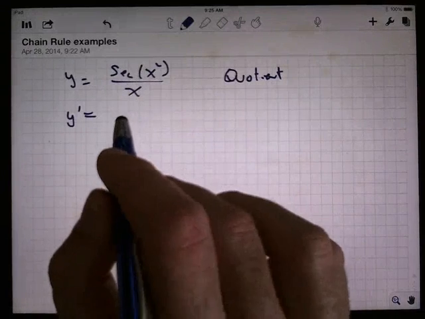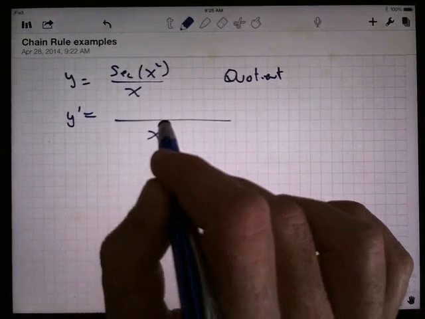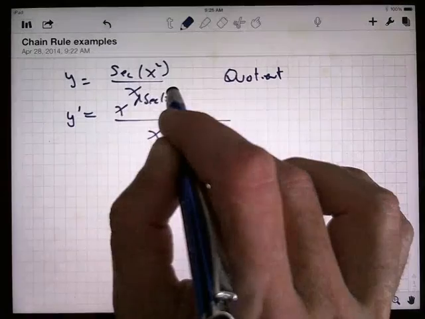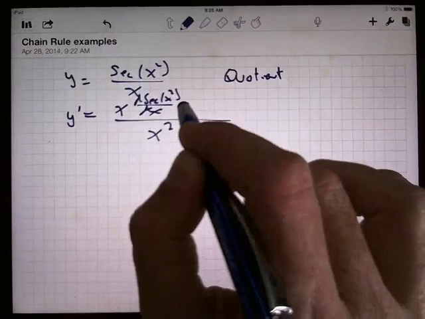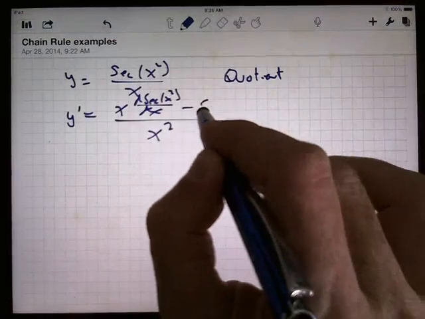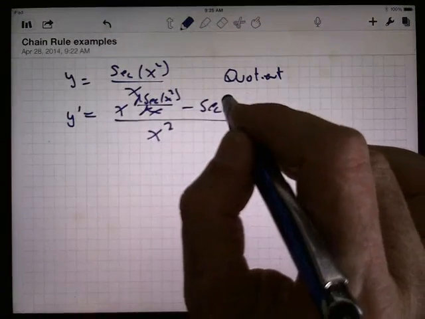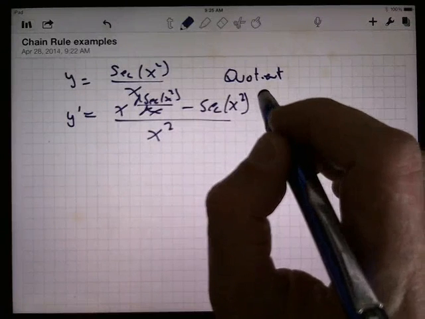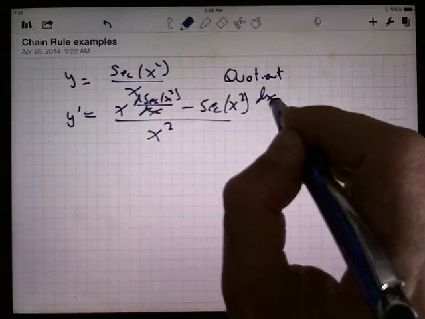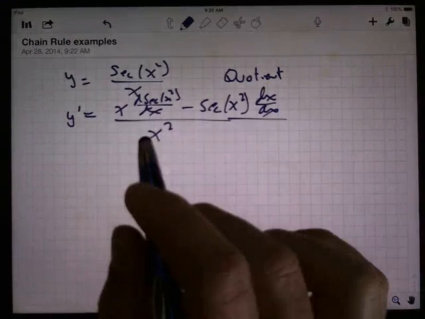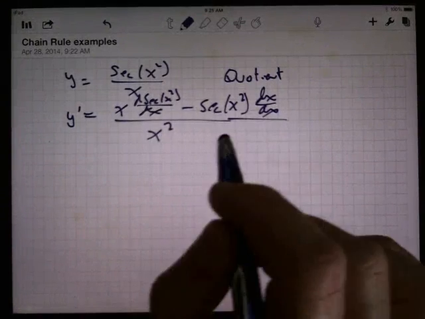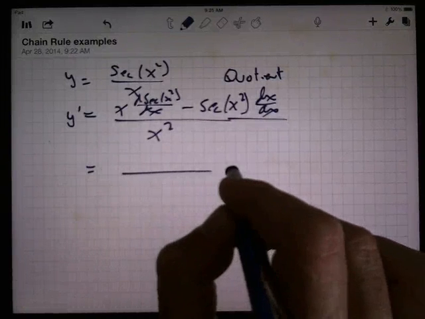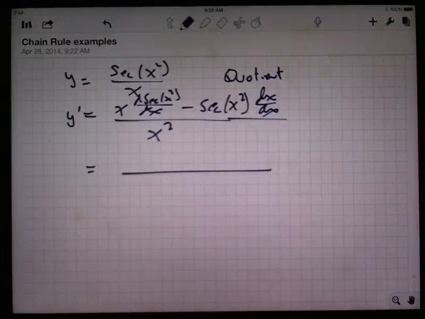Right? So I'm going to use the quotient rule, which tells me I need the bottom squared. I need the bottom times the derivative of the top minus the top times the derivative of the bottom. Right? So bottom times the derivative of the top minus top times the derivative of the bottom, all divided by the bottom squared. So here we go. I didn't do any chain rule there, right? That was a quotient rule.